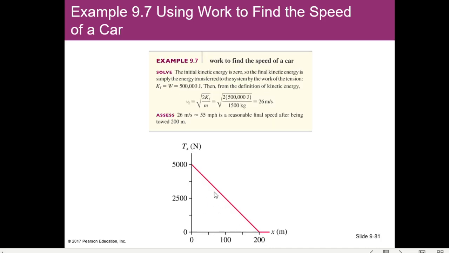So this is the area of a triangle, which is 1/2 the base times the height. And that gives us the work done by the towing force. And then, of course, the net work has to equal the change in the kinetic energy. So that's what they're doing here.